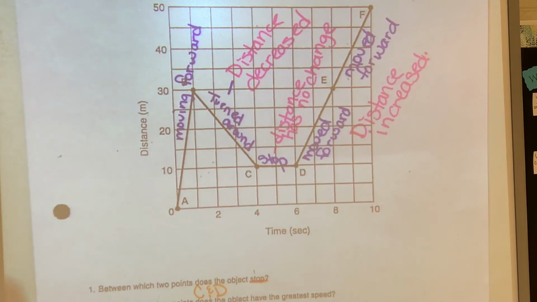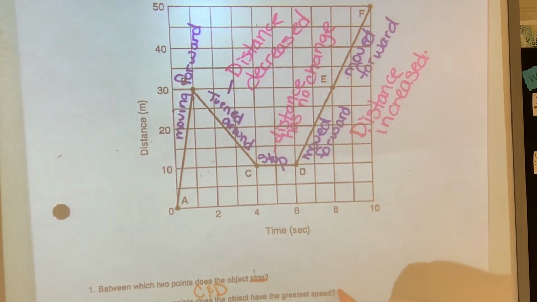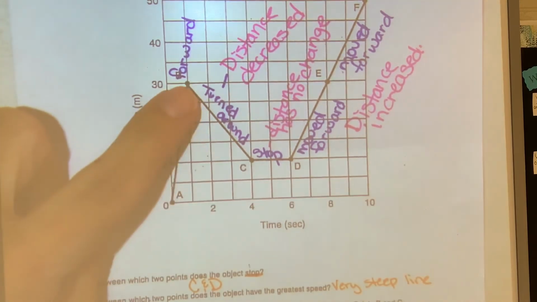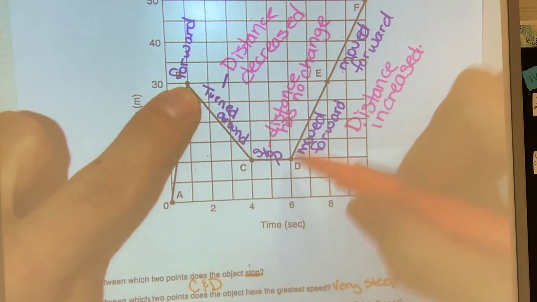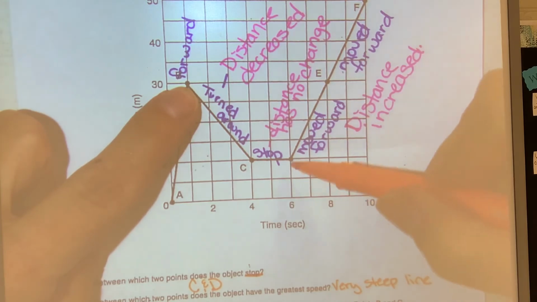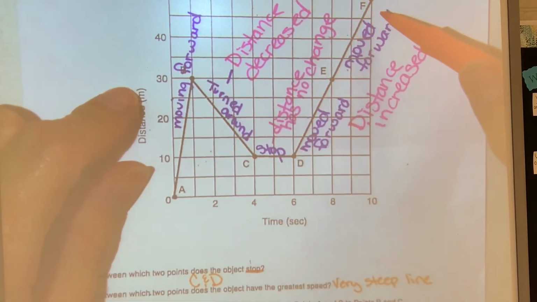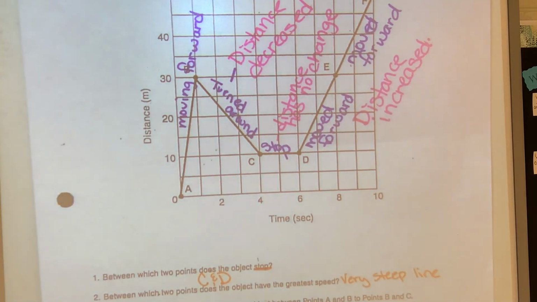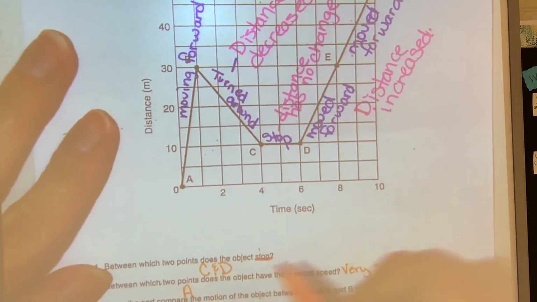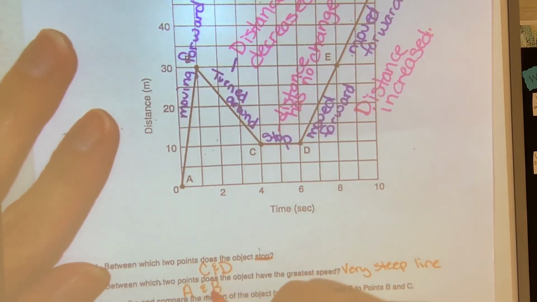All right. Between which points does the object have the greatest speed? Well, that means I went the farther distance. That means I'm going to have a way steeper line, guys. I'm going to have a very steep line. And when I look at it, in 1 second, I went from 0 to 30. Well, I have kids say, well, what about D to F? Well, that's over a long distance. That's 4 seconds that I'm going from 10 to, that's 40 over 10 seconds. That's not going to give me a big gradual change. So this one right here, I'm going to look at, it's A to B. I went fast from A to B. I wanted to get there.